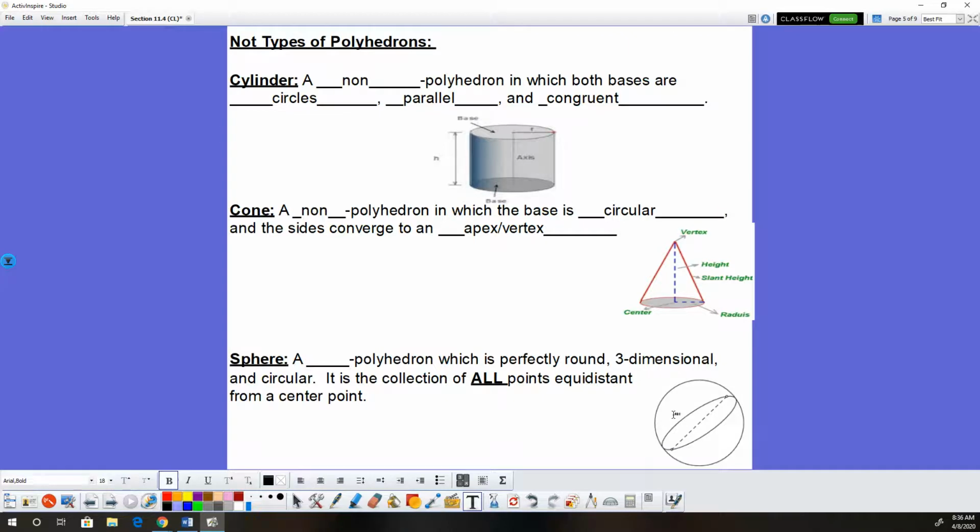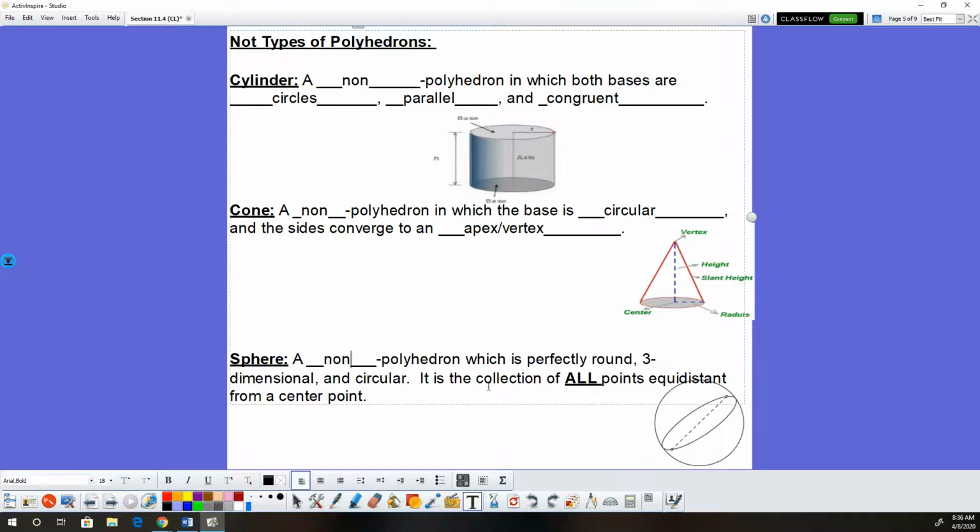The sphere down here, guys, this is also a non-polyhedron. These are all non-polyhedrons because they have circles on them. A sphere is perfectly round. It's three-dimensional, and this is all points, not just points on a plane, that are equidistant from a center. So remember when we did circles, we did all points on a plane that are equidistant from a fixed center point? Well, this is all points, not on a plane, just all points in all planes that are equidistant from that fixed center point.